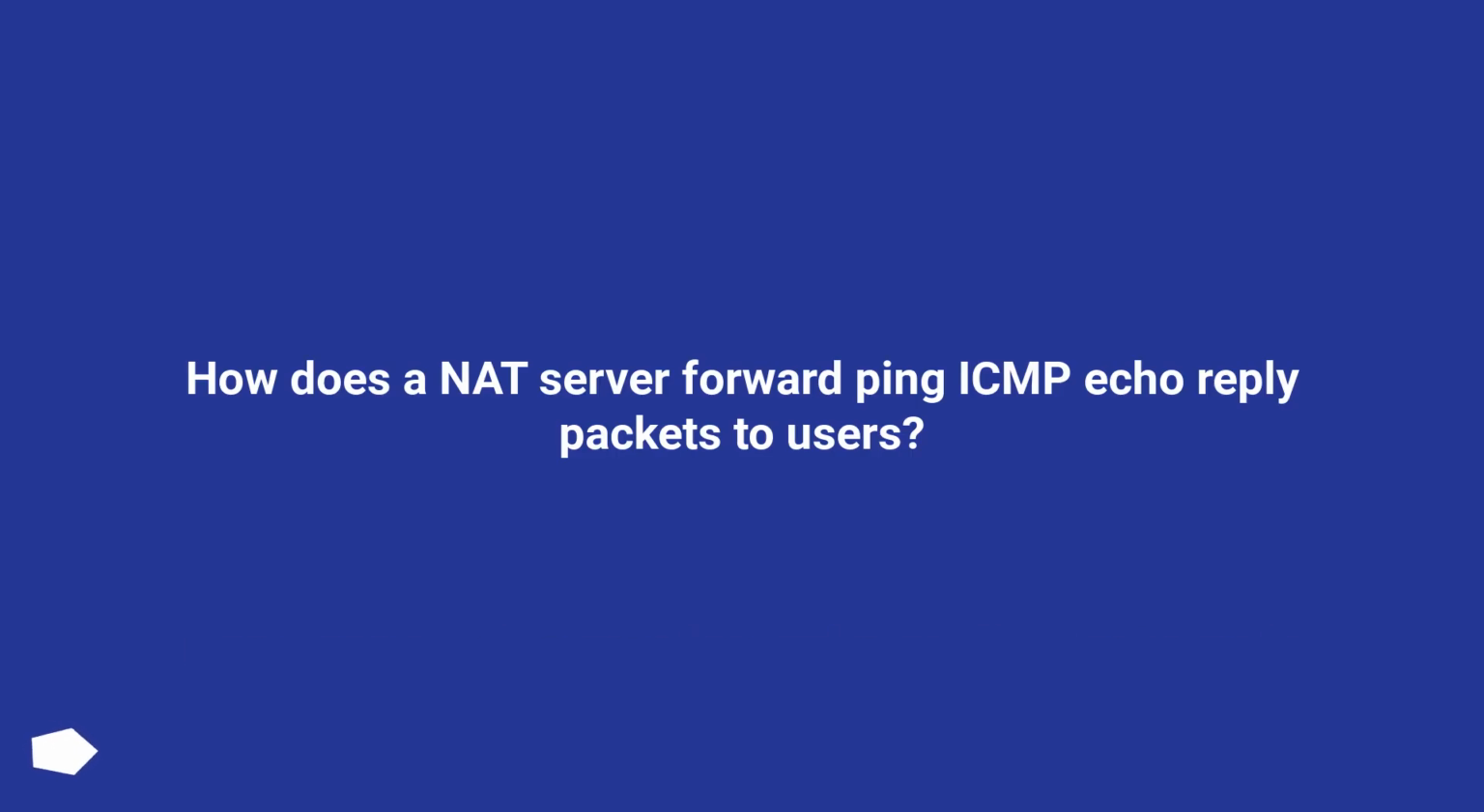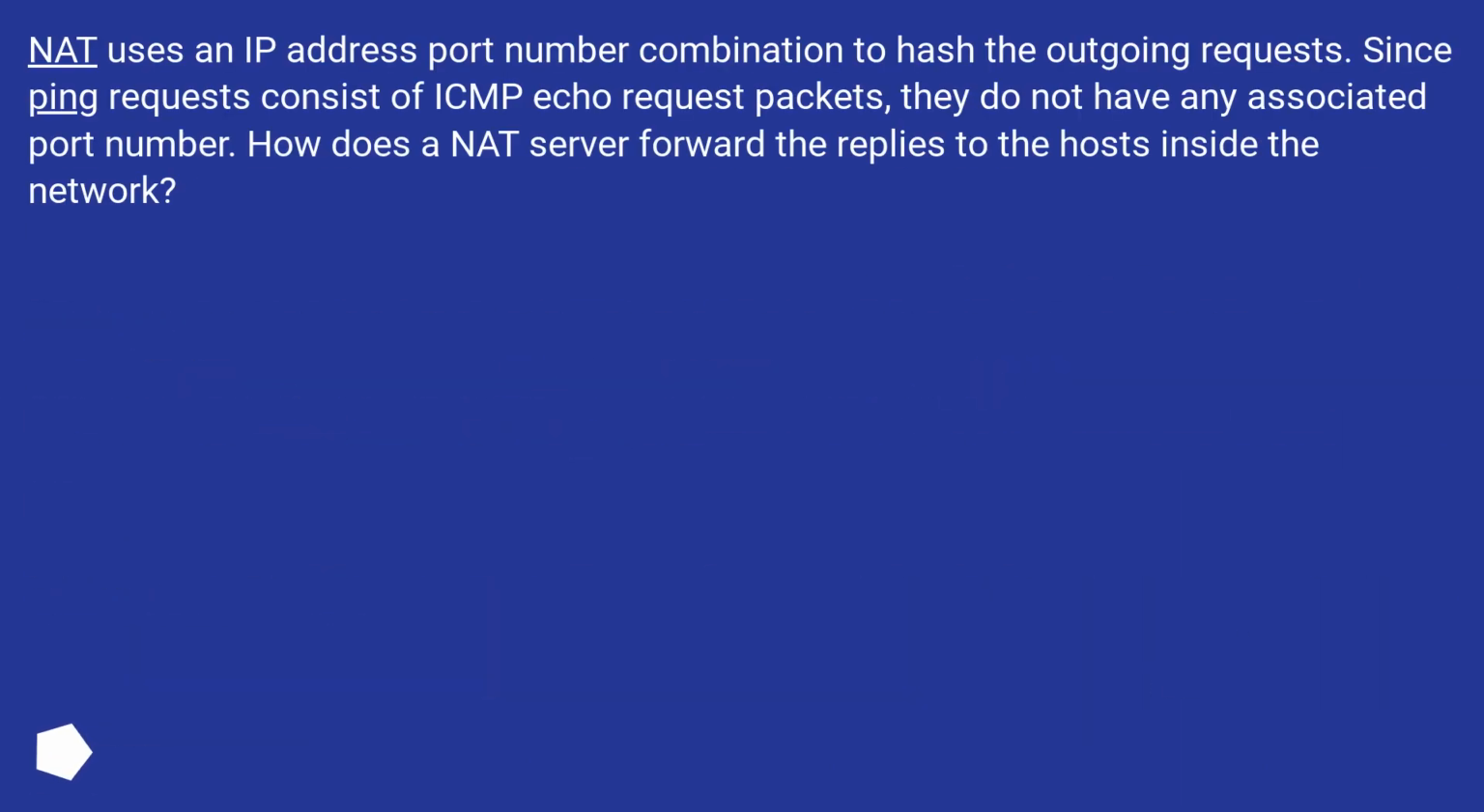How does a NAT server forward ping ICMP echo reply packets to users? NAT uses an IP address and port number combination to hash the outgoing requests. Since ping requests consist of ICMP echo request packets, they do not have any associated port number. How does a NAT server forward the replies to the hosts inside the network?